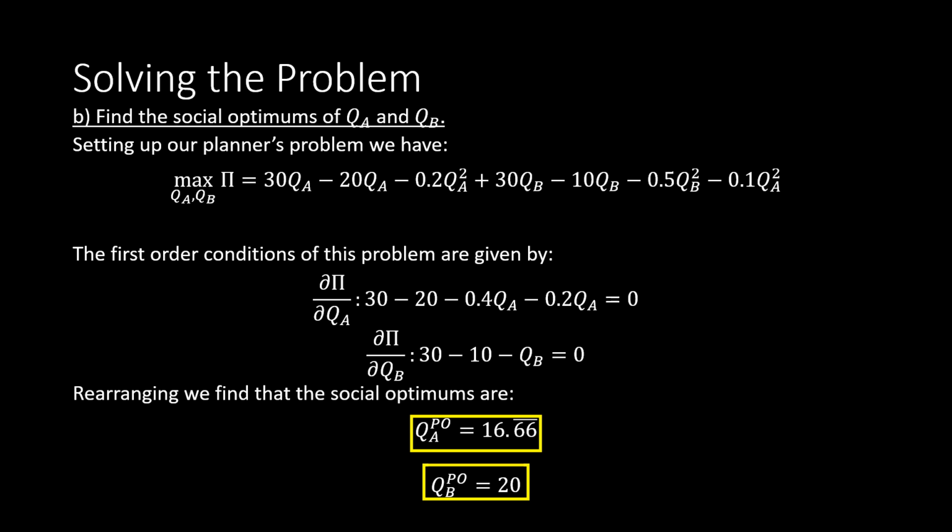We're then going to solve for our social optimums of QA and QB. And again, that just involves adding up these firms' profit functions, thinking about them as a single firm, and then conducting a joint profit maximization here. And the first order conditions are going to be given as follows. Doing a little bit of algebra, we find that our Pareto optimal amount of QA is going to be 16.66. You can also write it's 16 and 2/3. And our Pareto optimal amount of QB is going to be 20. It doesn't change at all.